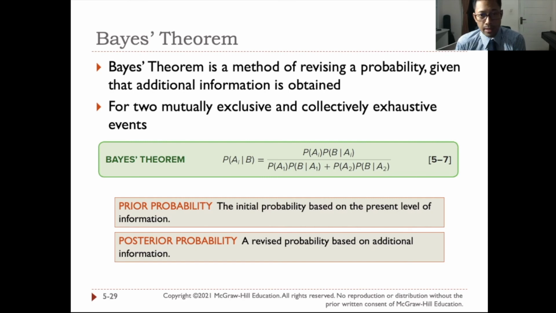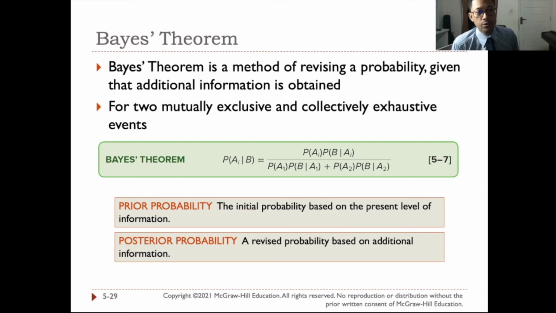Now the next concept is a very important concept. This is a method of revising a probability given that additional information is obtained. This is a very useful tool in updating probability given that you have more information. So for example, what is the probability of a football team winning given that they will win today? That's another example of using Bayes theorem for updating probability.